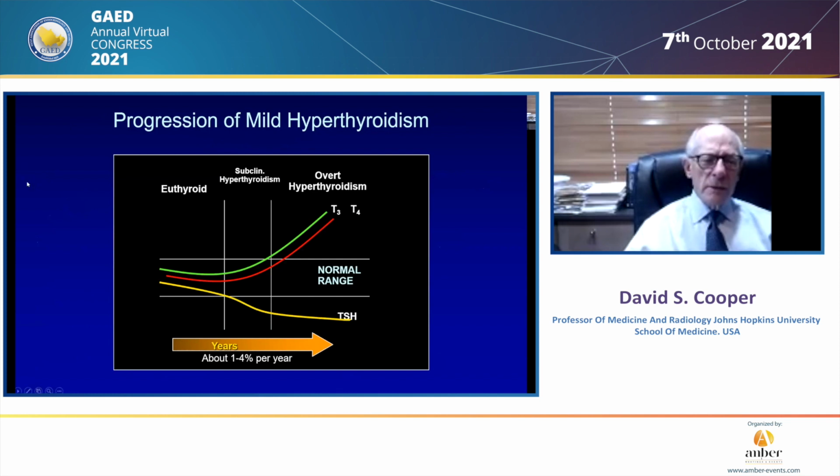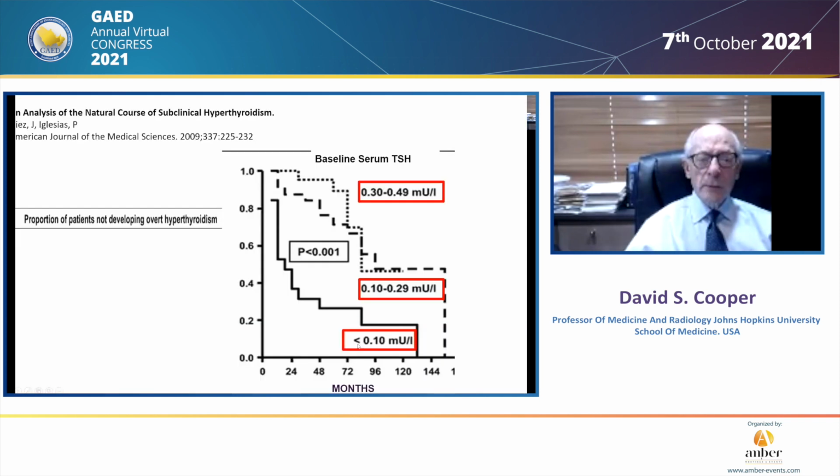But again, the idea here is you start out normal, you develop an increased T4 and T3 that are still within normal limits, but the TSH is now low since they're higher than they used to be. And then finally, over years of time, T3 and T4 become high and the TSH is low, and this is overt hyperthyroidism. The question is, what is the risk of this happening? And it's actually quite unusual, maybe 1 to 4% of patients per year.